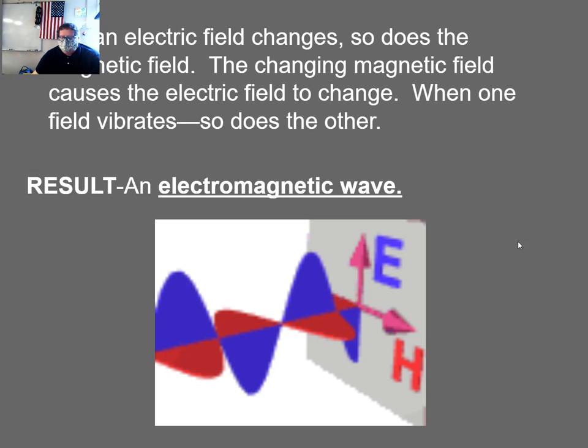Okay, so again, that sums it up. When an electric field changes, so does a magnetic field. A changing magnetic field causes an electric field to change. When one field vibrates, so does the other. And so you end up with this wave that can travel without any medium, and it travels forever.